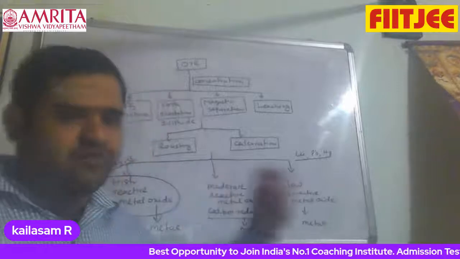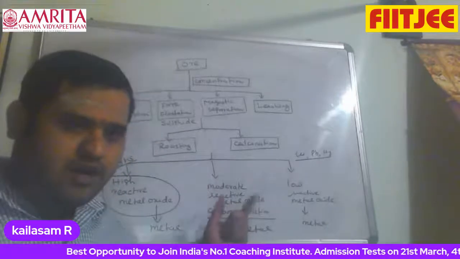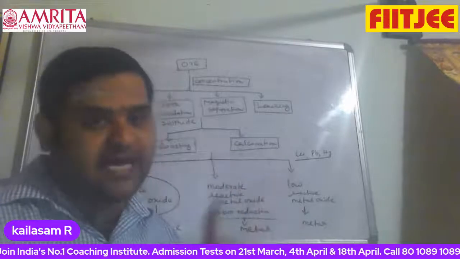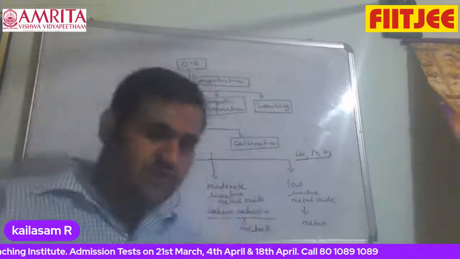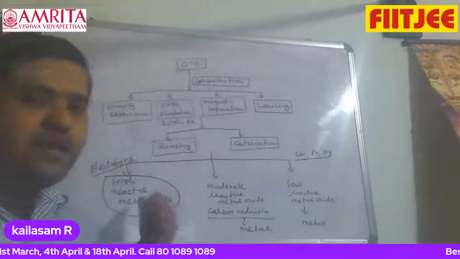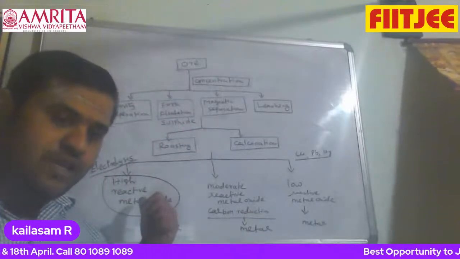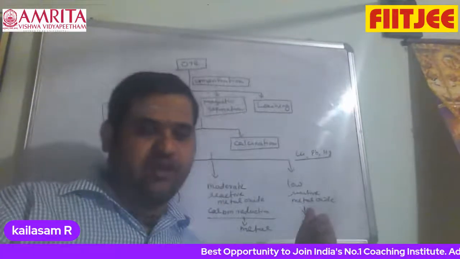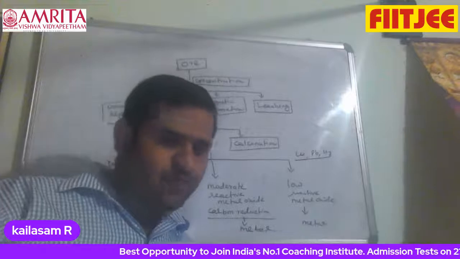Then once you convert into oxide ore, it depends on the nature of the metal oxide. If it is moderate reactive metal oxide, go for the carbon reduction or carbon monoxide reduction, which can be explained by the Ellingham diagram, which shows the better reducing agent. That also we will discuss. For high reactive metal oxide, go for the electrolytic reduction, and for low reactive metal oxide go for gentle heating, because low reactive metal oxide decomposes easily at lower temperature.